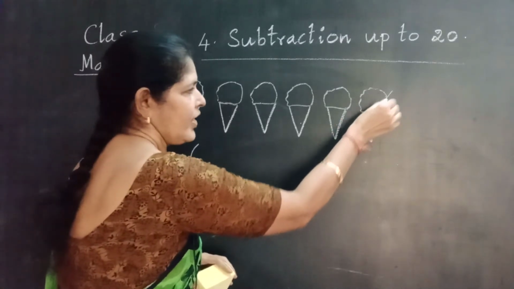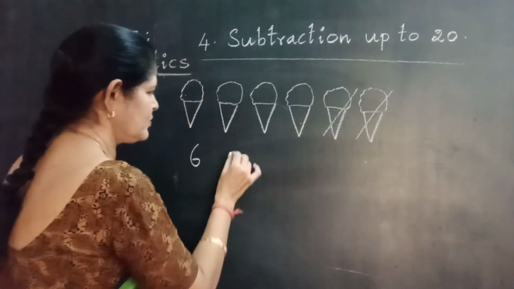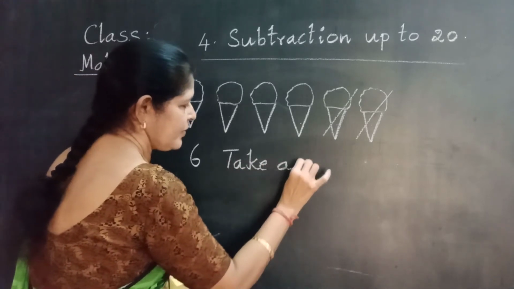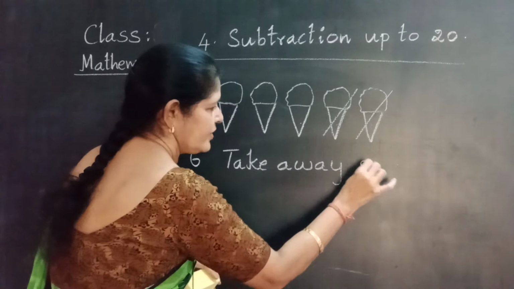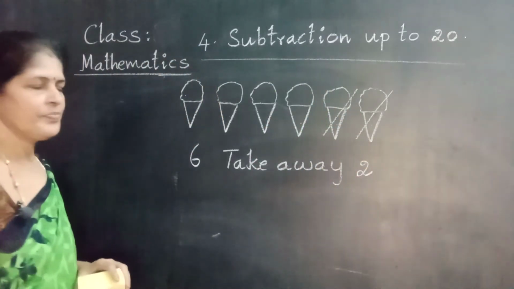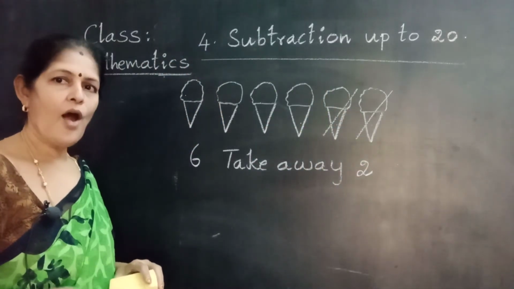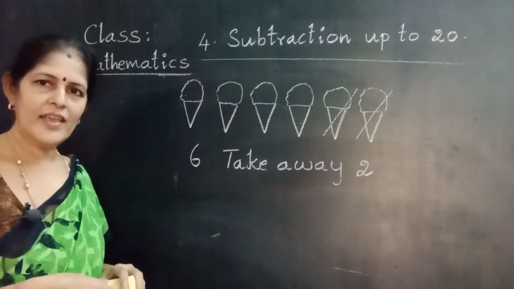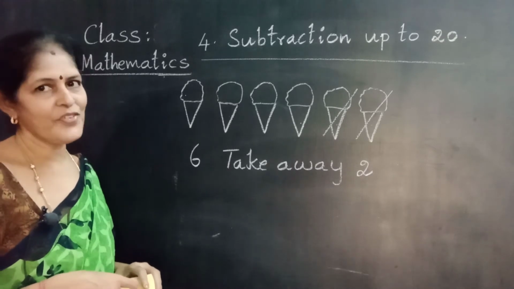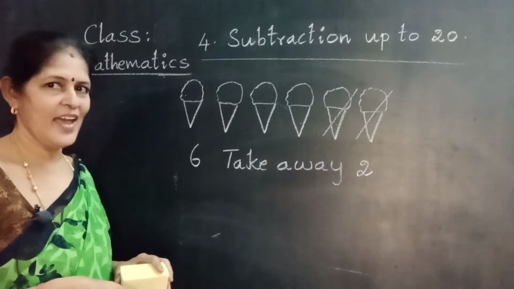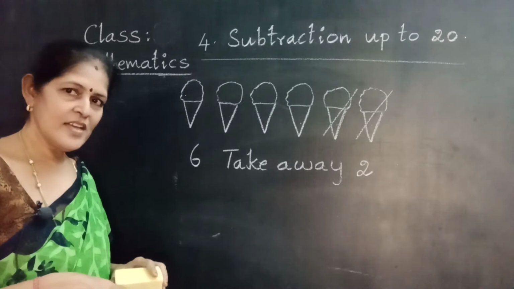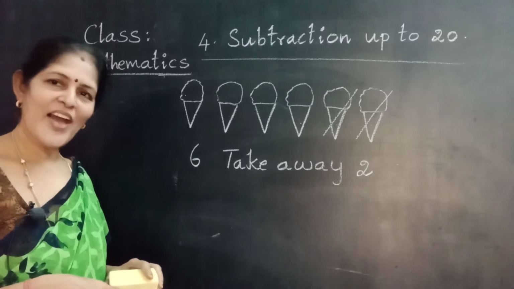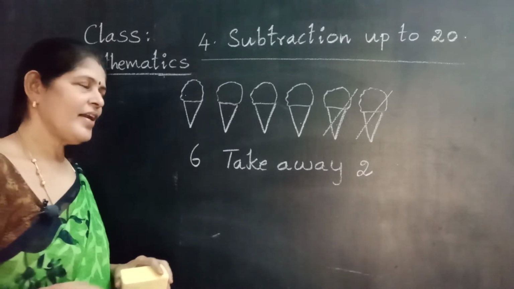I ate 2 ice creams. That means I take away 2 ice creams. Then how many ice creams are left? Do you understand, my dear children? Let us count the number of ice creams left. Come on, ready? Count.